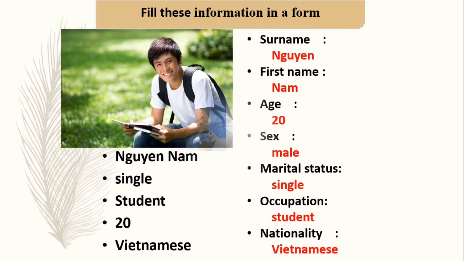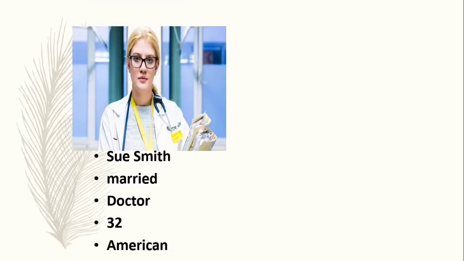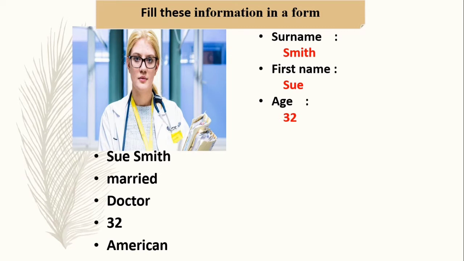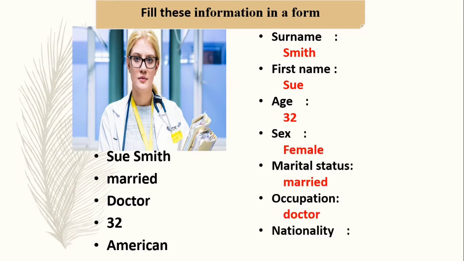Similar to Nam, we have Sue Smith. Her surname is Smith, and her first name is Sue. She is an American doctor, and she is already married, and her age is 32. So based on the form, we can identify who they are and understand some information about them. Okay?